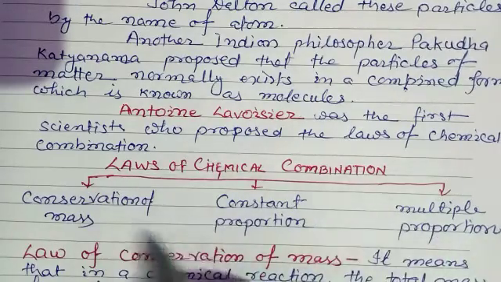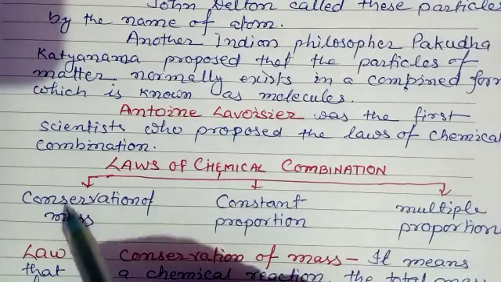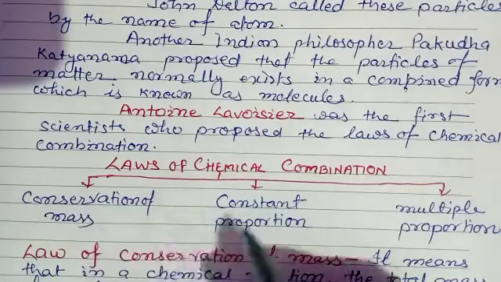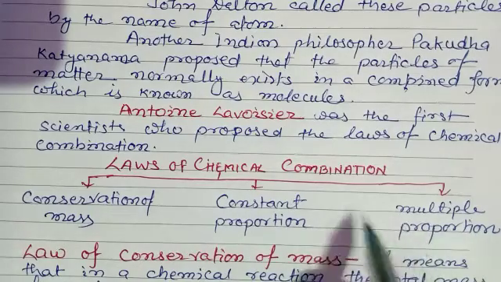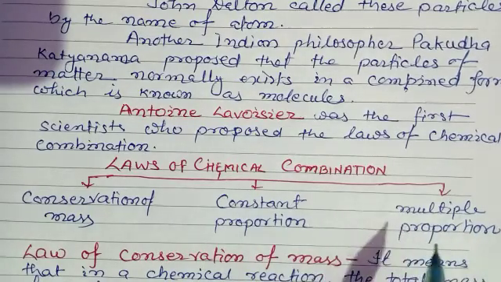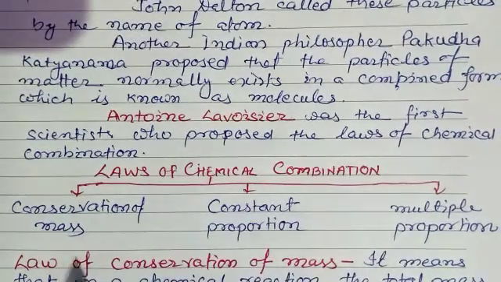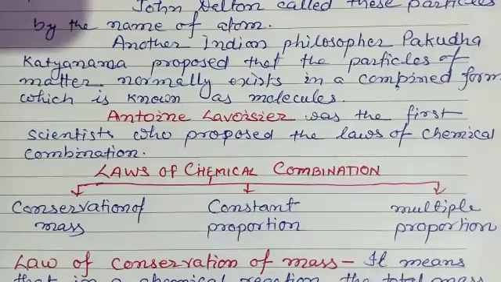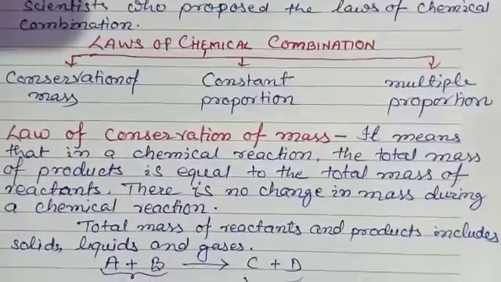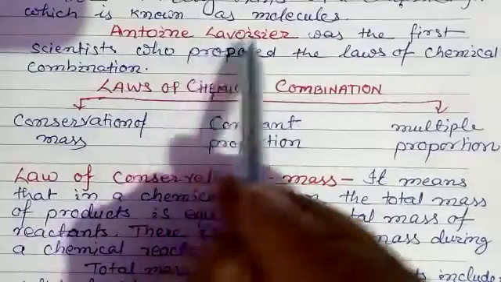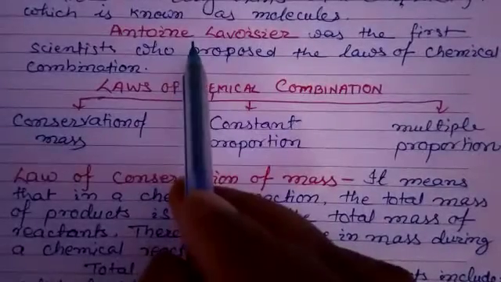But out of all these, we will have to study only the law of conservation of mass and the law of constant proportion, students. The law of multiple proportions is not of this level of class 9. It will be studied later on in higher classes, students. First, we will discuss the law of conservation of mass. First of all, we will know who gave this law. The law of conservation of mass was given by Antoine Lavoisier, the first time, students. He was a French chemist.